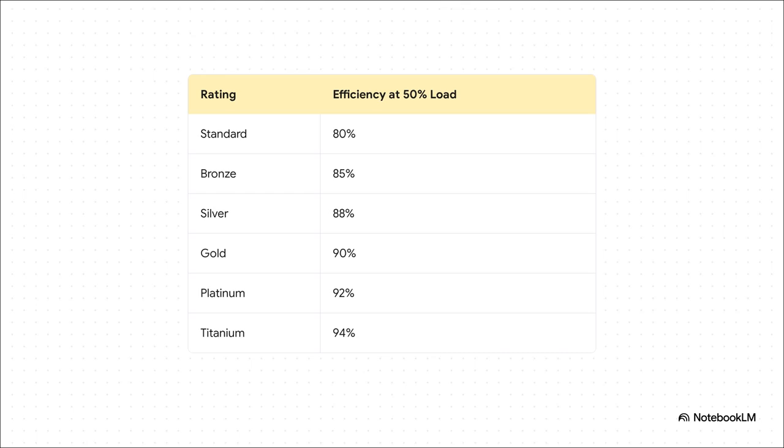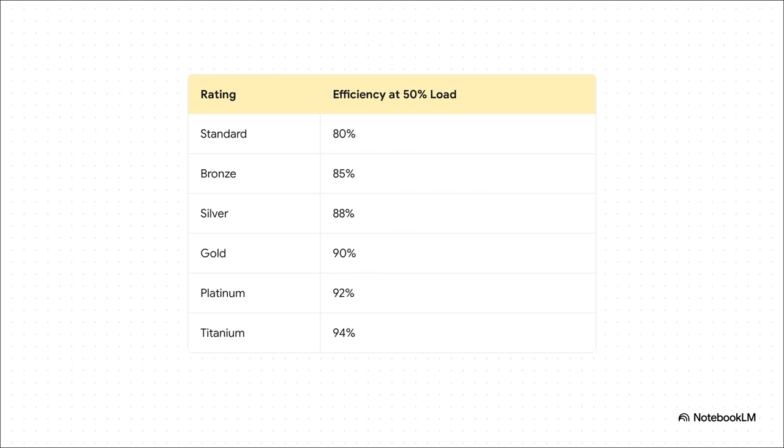But not all power supplies are the same. This 80+ rating tells you how efficient it is. A titanium-rated PSU, for example, is 94% efficient. So what does that actually mean for you? It means only 6% of the electricity from your wall is wasted as heat. The result? A lower electricity bill and a quieter computer, because with less wasted heat, your fans don't have to spin as hard.